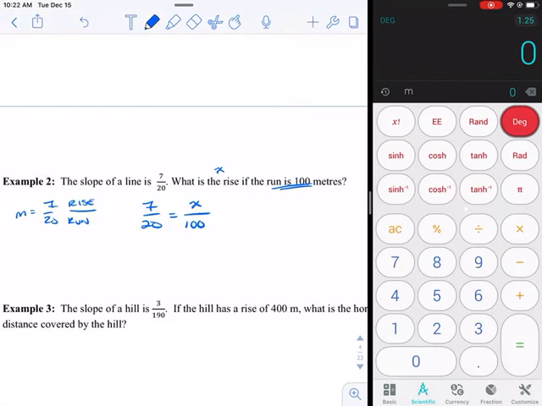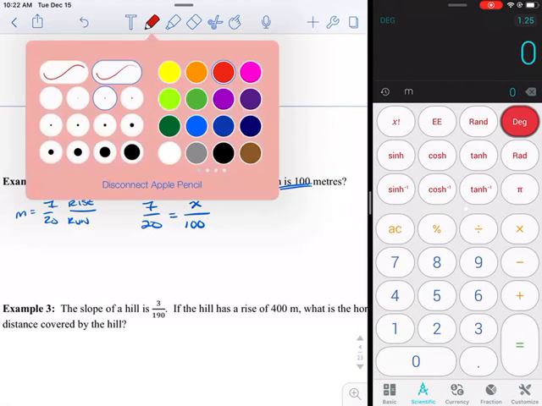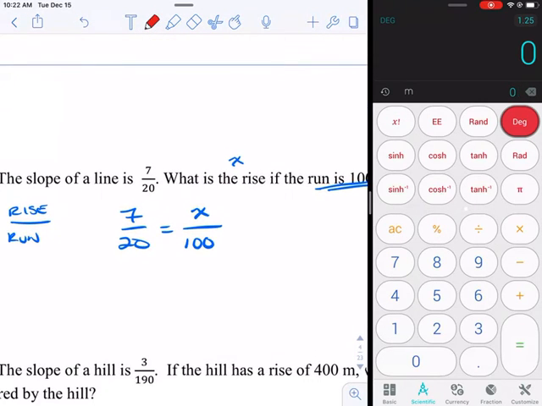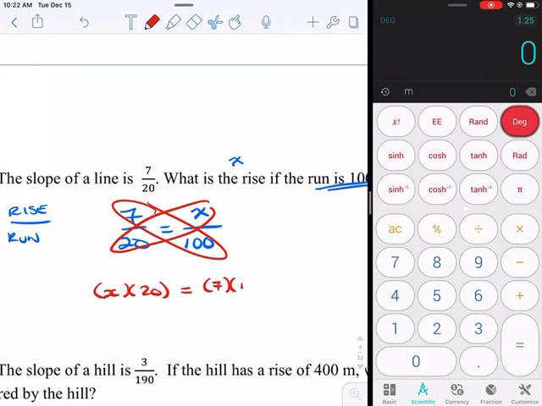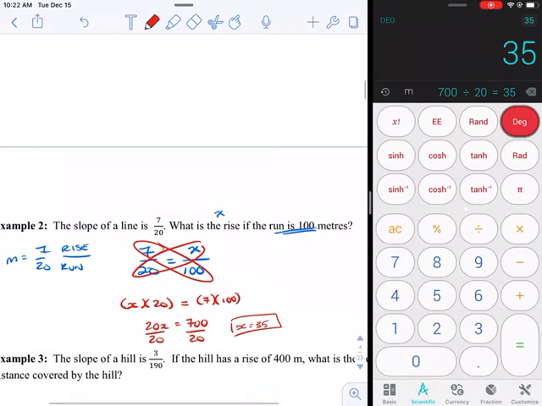And what you're going to do is use cross multiplication. So you're going to multiply across. So this becomes x times 20 is equal to 7 times 100. Okay, so you end up with 20x is equal to 700. And if you want to figure out what x is, you're going to divide each side by 20. So 700 divided by 20 is 35. So if the run was 100, the rise in this case would be 35.